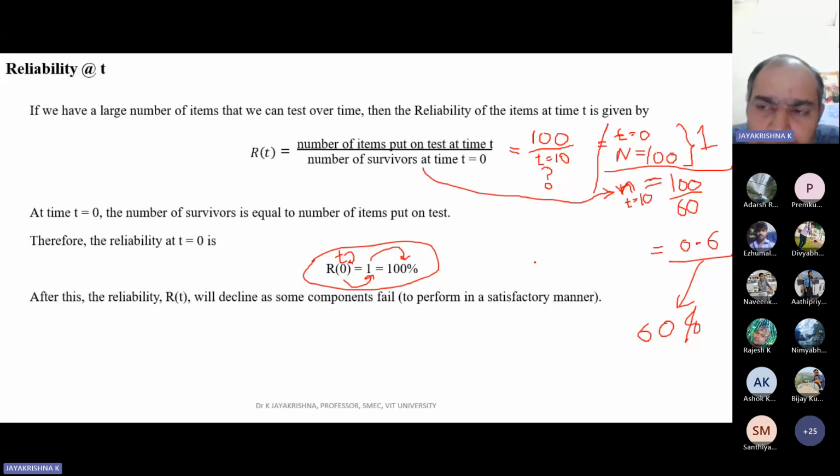In our example, we assumed that the number of survivors at t equal to 10 is how much? In this example, when t is 10, what is n? 60, right? So that's why we got the reliability of the product. The reliability of the successful survivors was 60%. Okay, so that's how we do reliability testing.